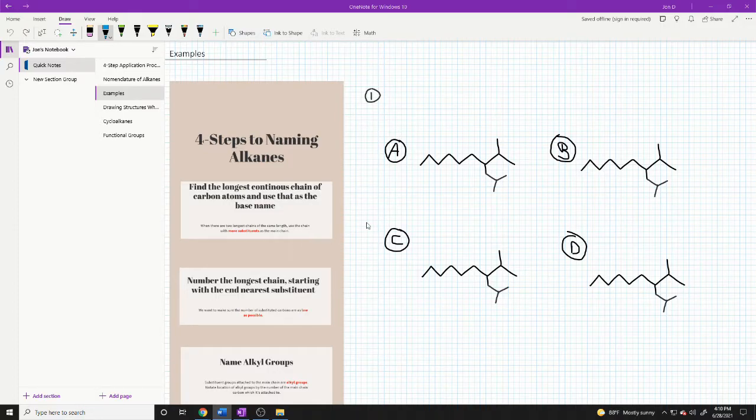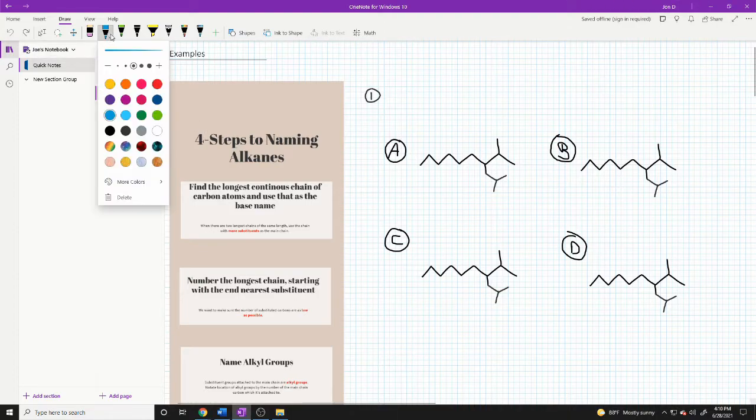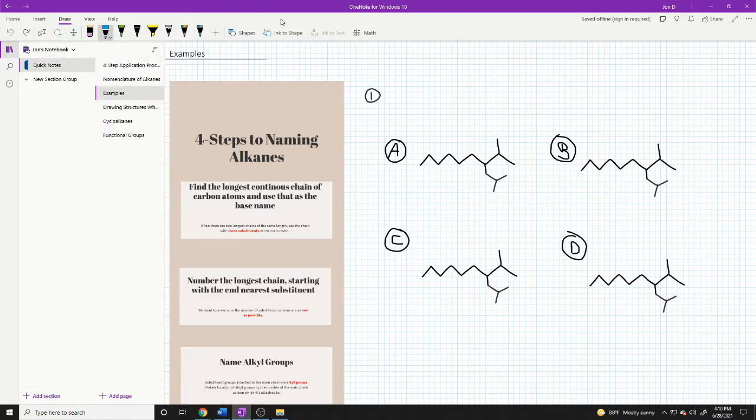So with this first example, I just copied all the structures multiple times so we can see the number of carbons separately. If we look at the study aid on the left, the first step is to find the longest continuous chain of carbon atoms and use that as the base name. So if we were to number this this way, 1, 2, 3, 4, 5.